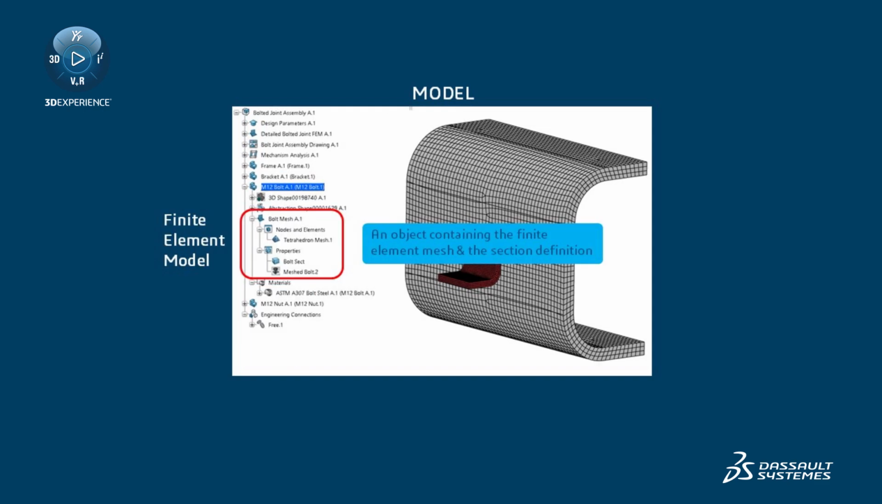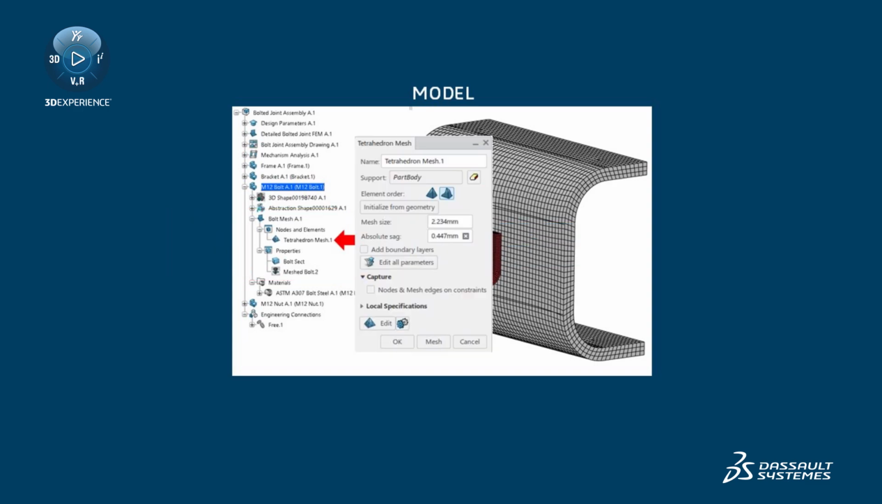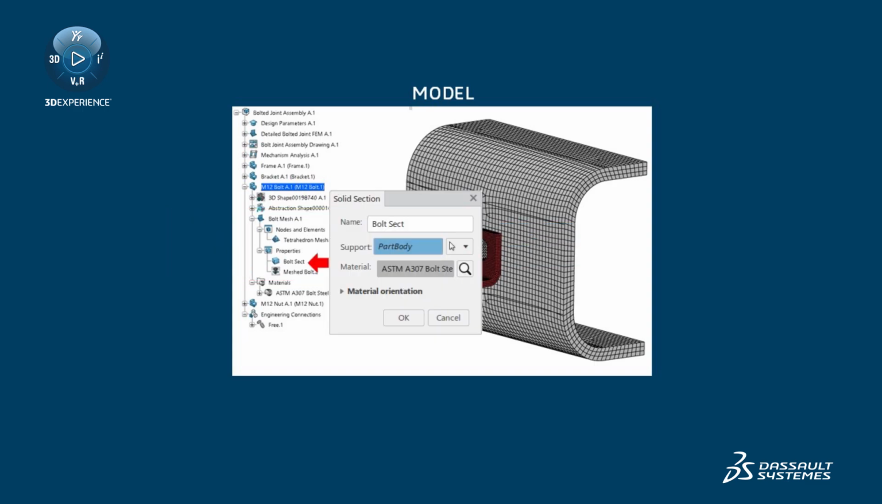The final item associated with the simulation model is the finite element model. It includes the finite element mesh and the section definition. The section definition associates the material and a specific constitutive response with the mesh. It may also specify material orientation, shell thickness, or integration settings.